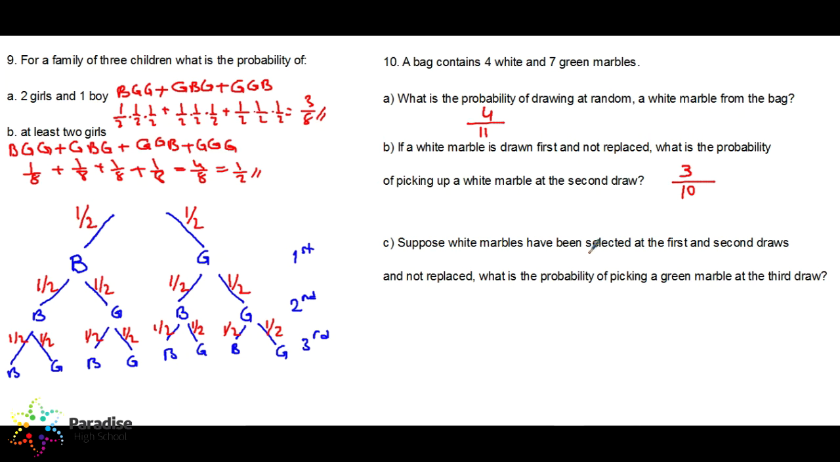Suppose white marbles have been selected at the first and second draws and not replaced. What is the probability of picking a green marble? Now, you drew 2 times and both of them were white marbles. So how many marbles are left? There were 11 marbles. You drew 2 of them, so 9 marbles left. And 4 white marbles, you drew 2, so 2 white marbles left. How many green marbles left? 7 green marbles. So the probability of having a green will be 7/9.